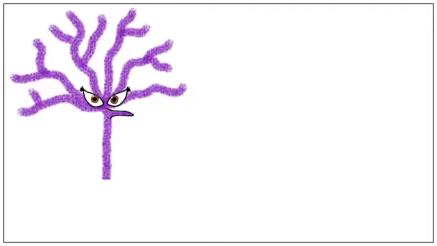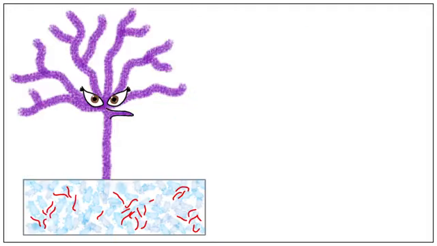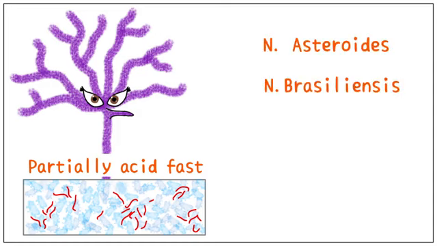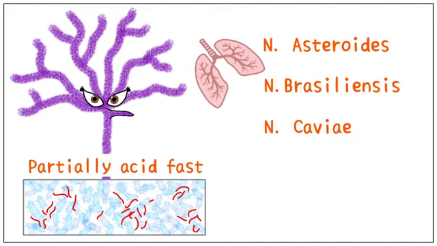It is important to remember that Nocardia is a partially acid-fast species, which means you can see some red organisms among the blue on ZN staining. It is important to distinguish Nocardia infection from tuberculosis. Nocardia has 4 subspecies A, B, C, and M.